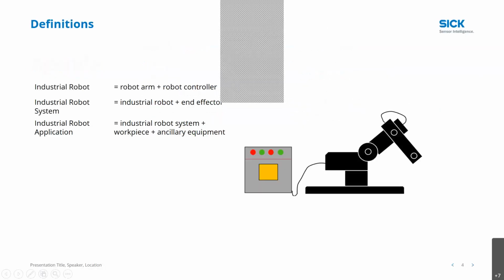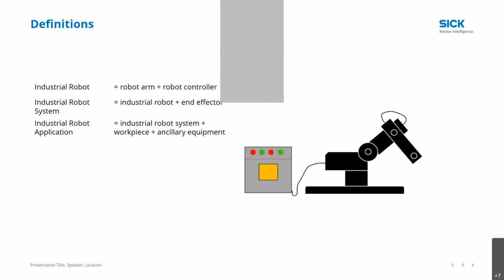Okay, going into definitions. I just wanted to lay out some definitions and try to clarify some things. There are a lot of buzzwords going around in industry, so we'll go through some of that and try to make it more clear for you. When we're talking about an industrial robot, according to R15.06, the standard defines that as only the robot arm and the robot controller.